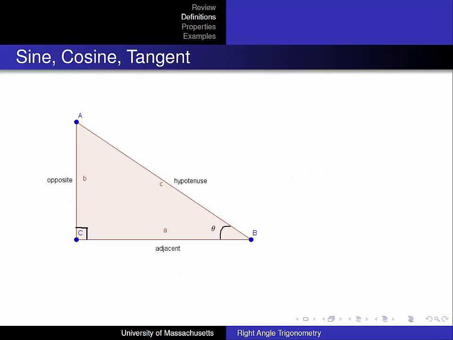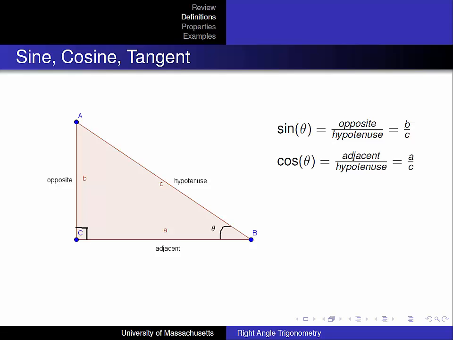Now, getting into the definitions of sine, cosine, and tangent, we're going to define sine of theta to be the opposite over the hypotenuse. So in this case, sine of theta is b over c. Cosine of theta we will define to be adjacent over hypotenuse, which is a over c, and tangent will be opposite over adjacent, so that is b over a.